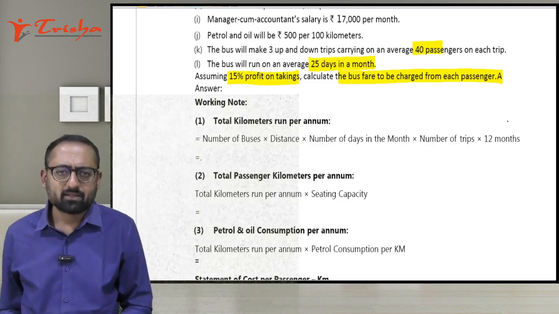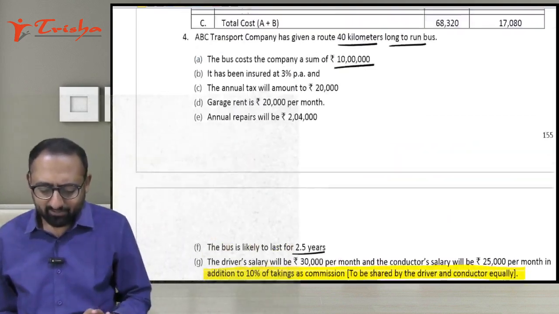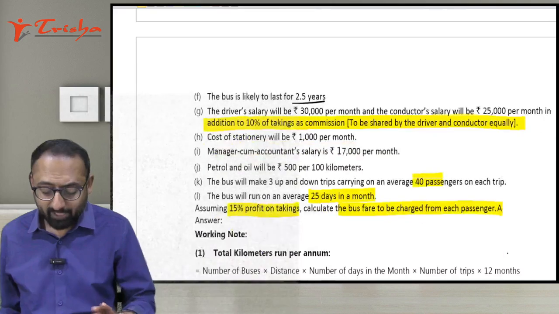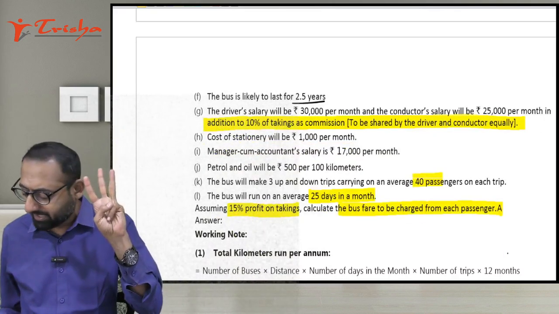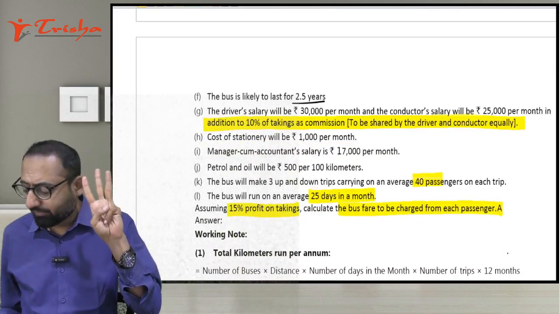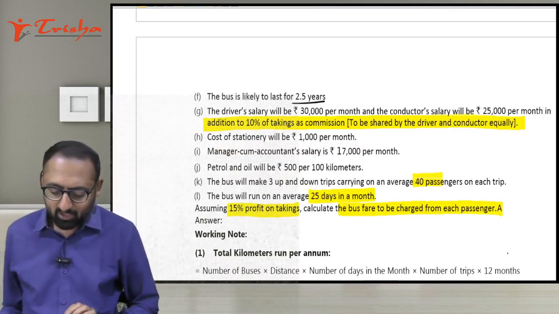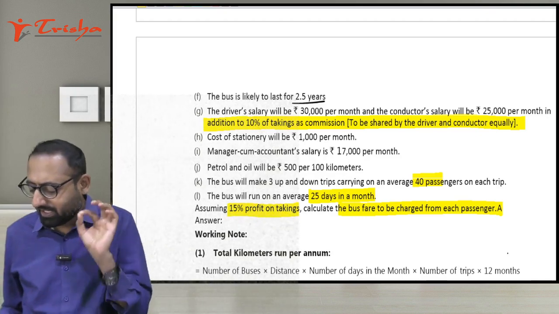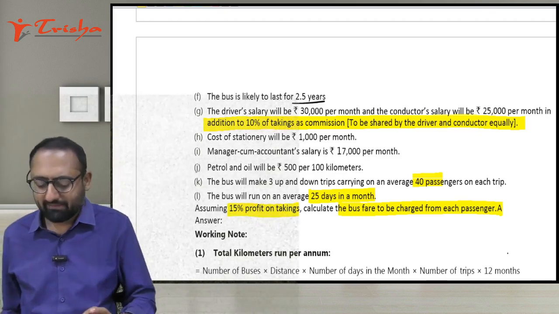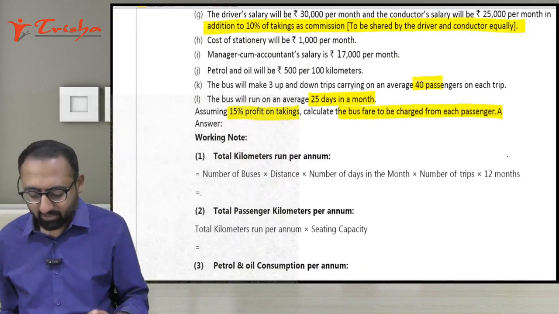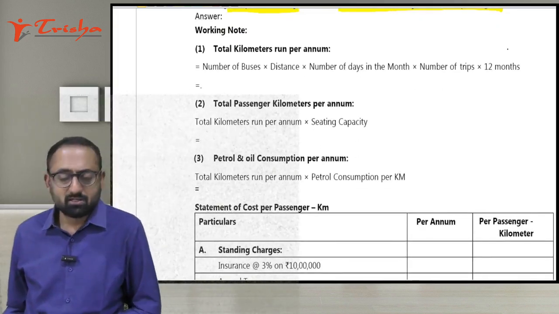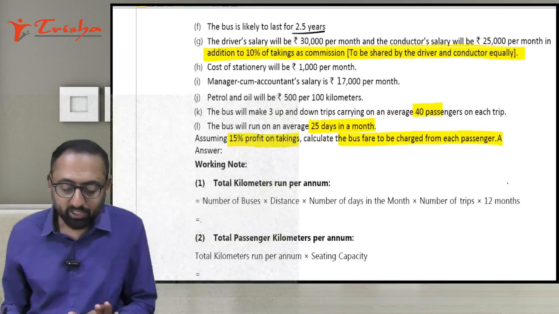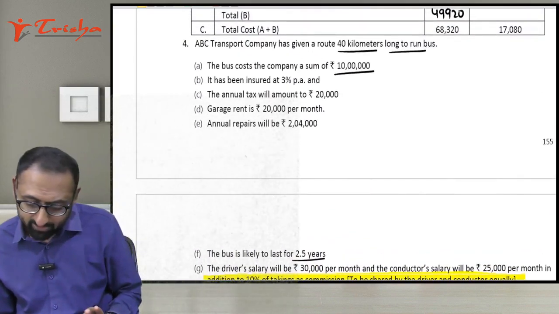Let's see, guys. The distance traveled will be, you can check, a 40 kilometer long route is there. So 40 multiplied by 3 round trips per day, so into 3 trips into 2 ways, multiplied by 25 days in a month you are going to operate. So multiply by 25, and there are 12 months in a year. So 72,000 kilometers. Okay, how many kilometers? 72,000 is your kilometers. So number of buses are also there. How many buses are there?